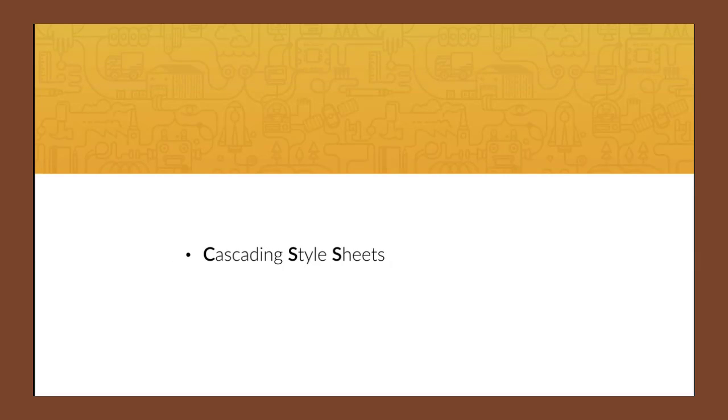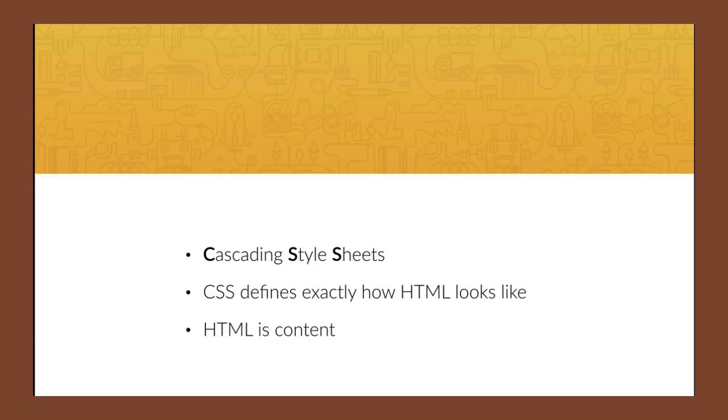So, what is CSS? CSS stands for Cascading Style Sheets. CSS defines exactly how HTML elements should look. It allows us to make a clear separation between content and style. HTML is the content, and CSS is the style.